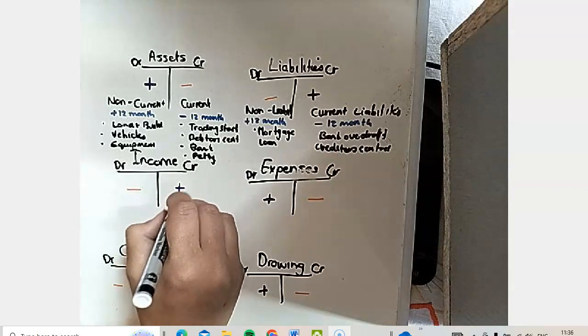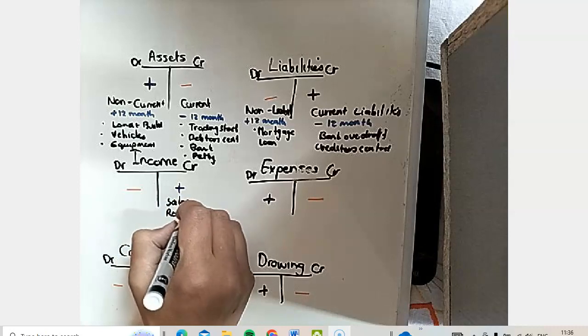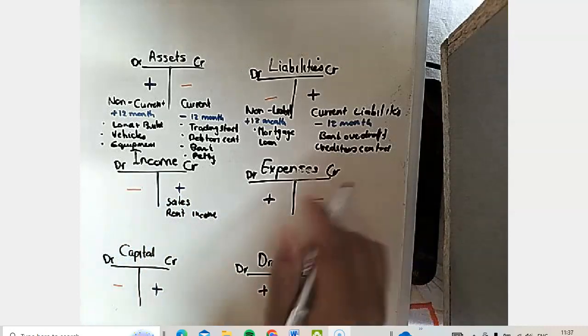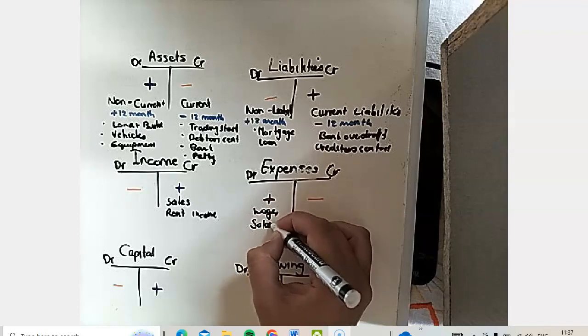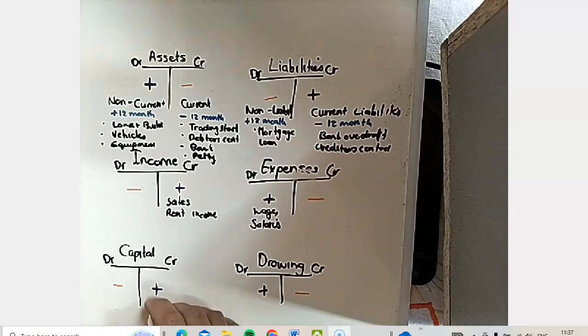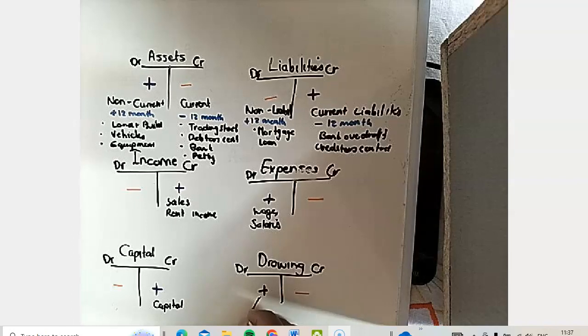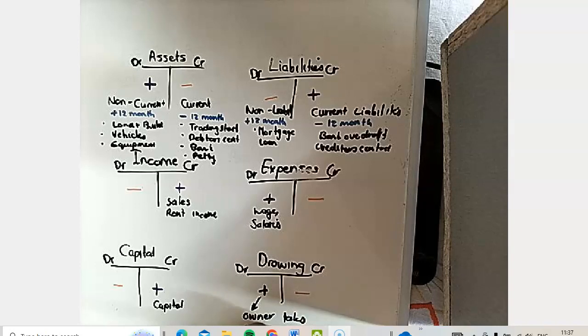Income is like sales, rent income, and so forth. Expenses, you've got wages, salaries, and so forth. Capital is normal money that is put into the company, so it will be capital. Drawings is when the owner takes money out of the company. Okay, so that's the most important things you need to know when doing your accounting equation.